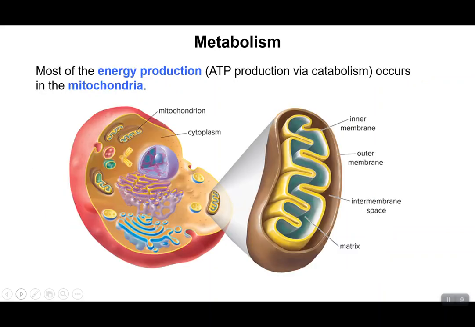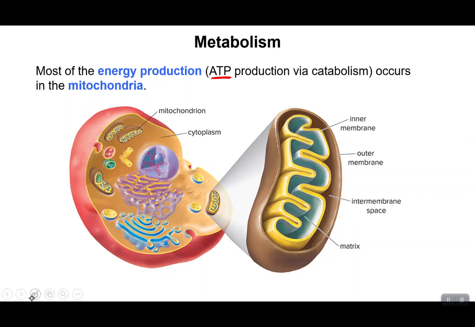The last thing to talk about before we look at some more details about catabolism is where these things are happening. Most of the energy production, again, by which I mean production of your ATP molecules, is going to occur in the mitochondria. So let's briefly look at the anatomy of a mitochondria.